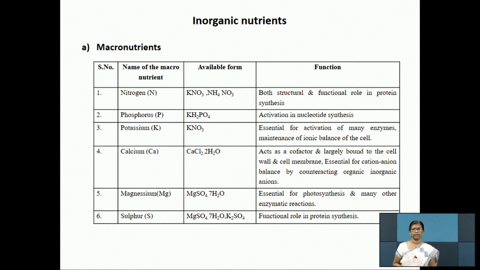It is also a cofactor, and it is largely bound to the cell wall and cell membrane, and also used for maintaining the cation-anion balance. Magnesium is added as magnesium sulfate, essential for photosynthesis and other enzymatic reactions. Sulfur is added as magnesium sulfate or potassium sulfate. Its role is in protein synthesis.